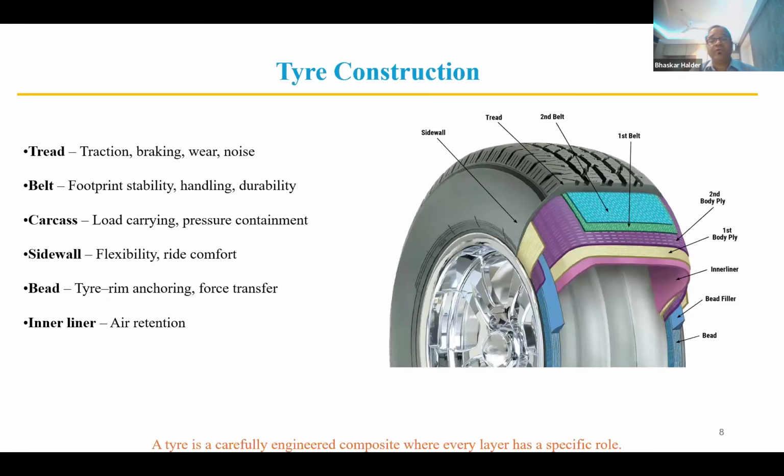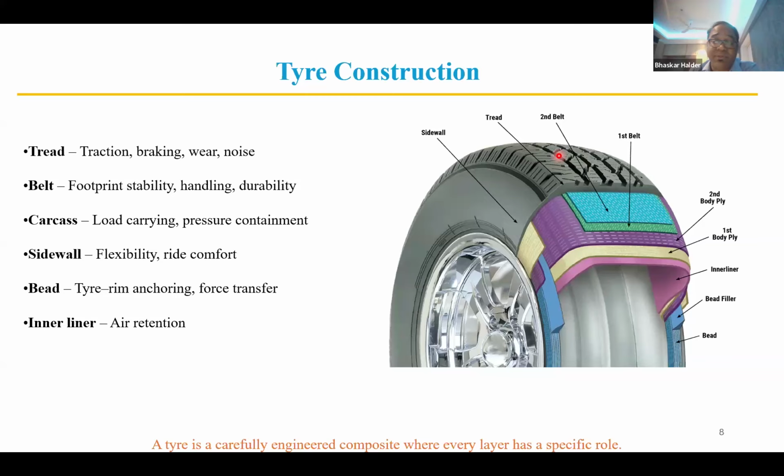If I go to the basics, this is a cut section of a tire. You see that this tire is mounted on a rim. This is the tread area. It is actually touching the ground, and it is called rubber, but there are a lot of materials in this tread portion.